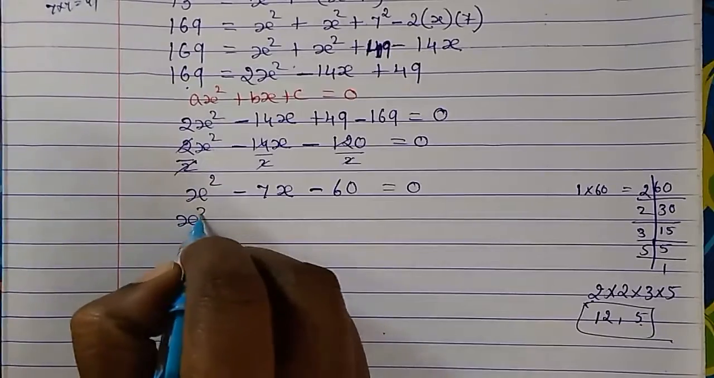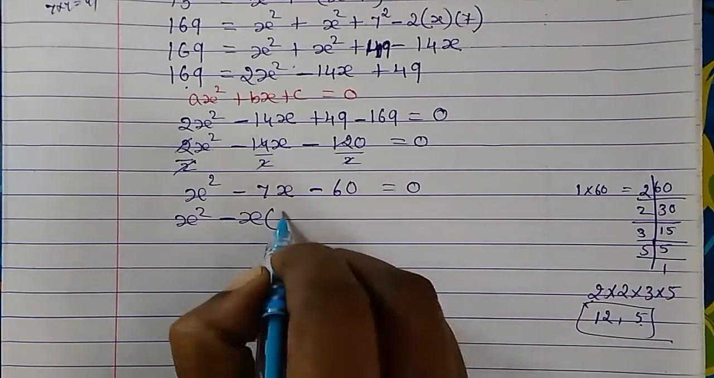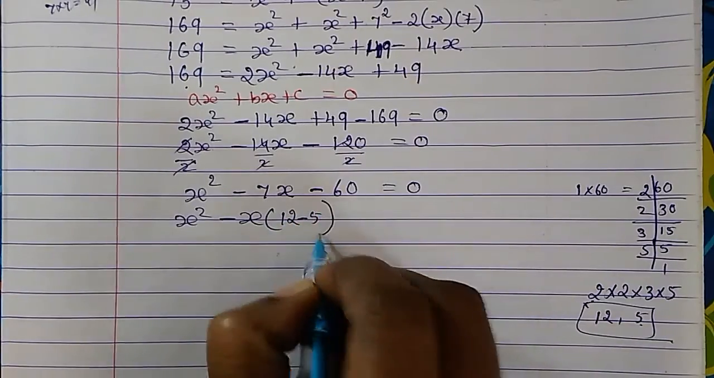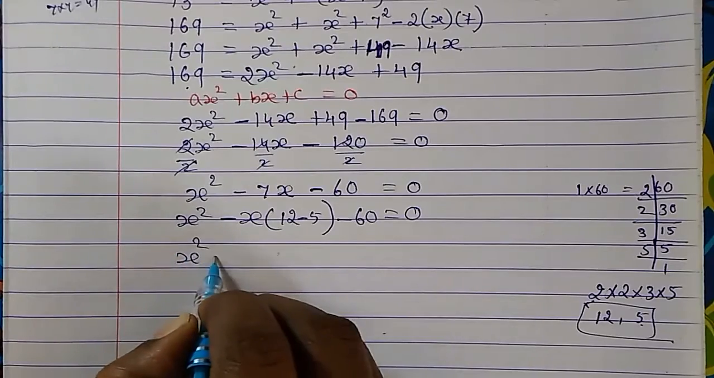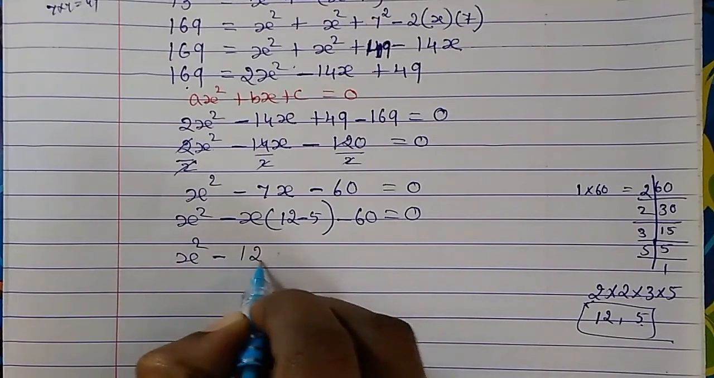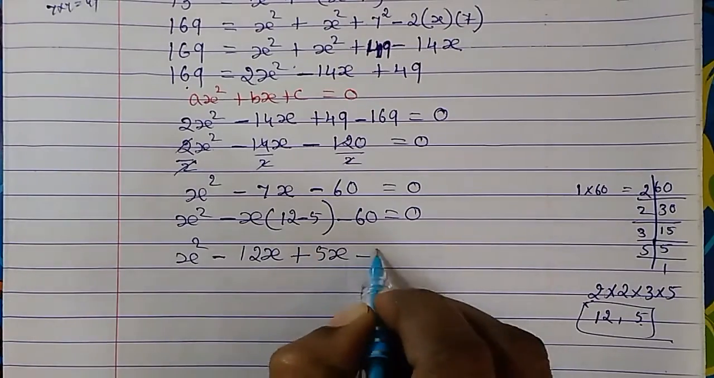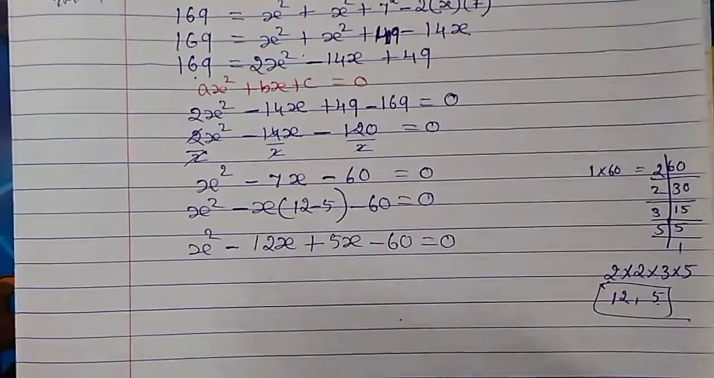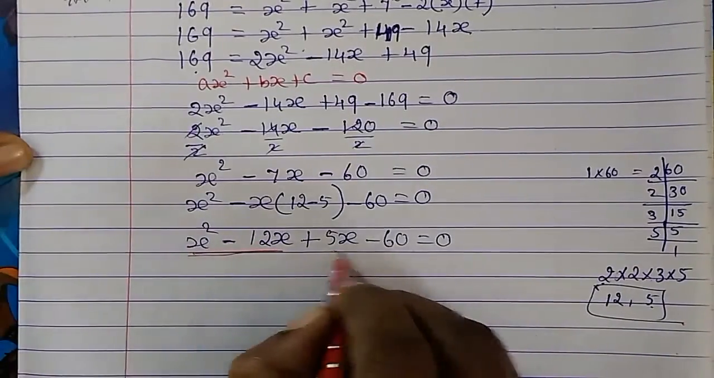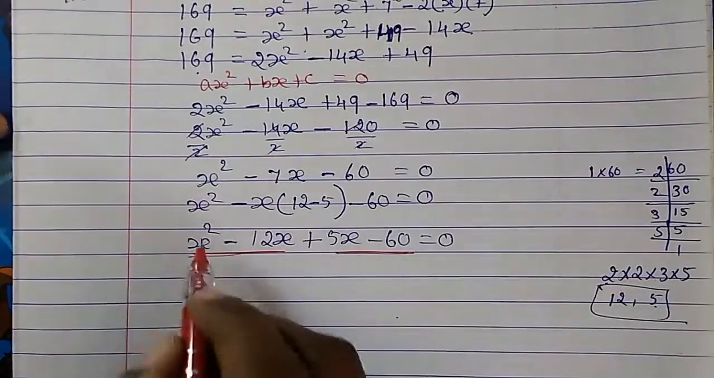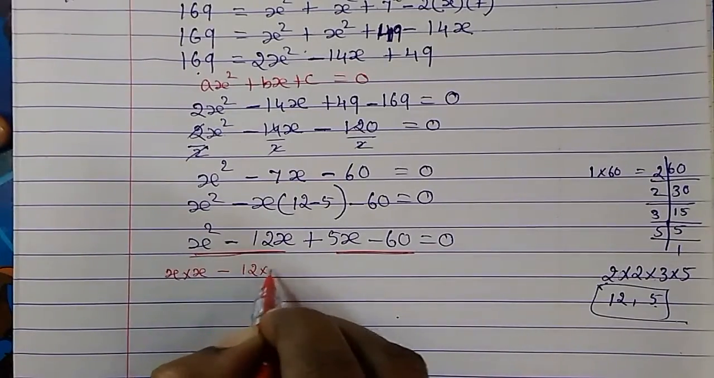So this is the correct pair. Let's write down x square minus, instead of 7x we will write 12x minus 5x, then minus 60 equal to 0. So now x square minus 12x plus 5x minus 60 equal to 0. Now we have to take common factors from here and from here. This can be written x into x, and this can be written 12 into x.